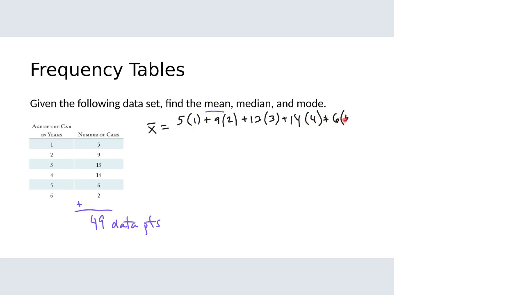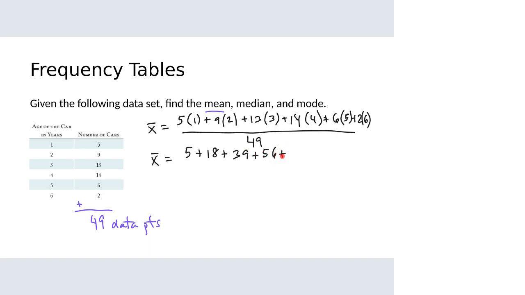6 cars that are 5 years old. Run out of space. And let's see, 2 cars that are 6 years old. Squeeze it in there. And we'll add all those up and divide by 49 because we have 49 data points. X with a bar over it is just our abbreviation for mean. And let's see, 5 times 1 is 5. 9 times 2 is 18. 13 times 3. 14 times 4.